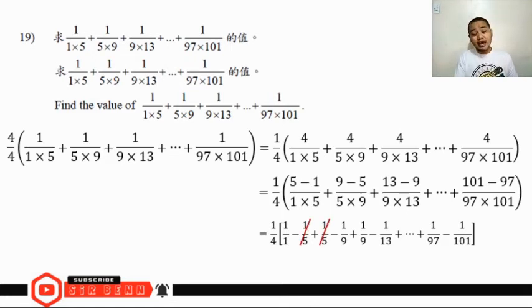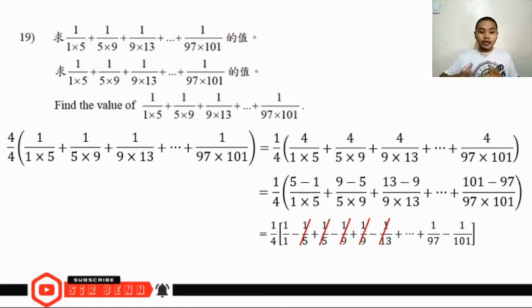That is equal to 0. Negative 1 over 9 plus 1 over 9, that is also 0. Negative 1 over 13, definitely the next number is plus 1 over 13, so we can cancel that one. And then the next one is minus 1 over 17 plus 1 over 17. And then the next one will be minus 1 over 21 plus 1 over 21.